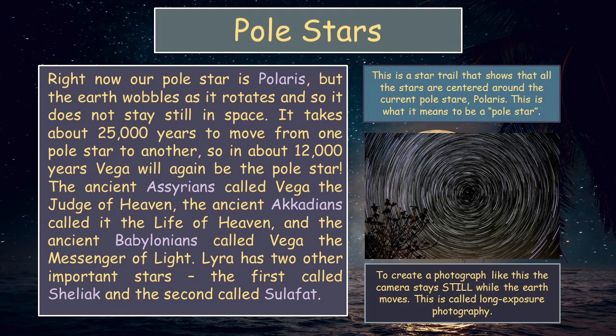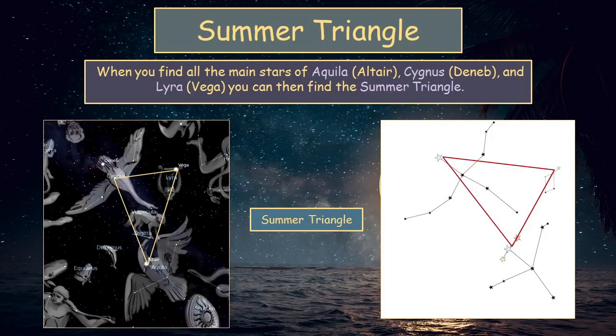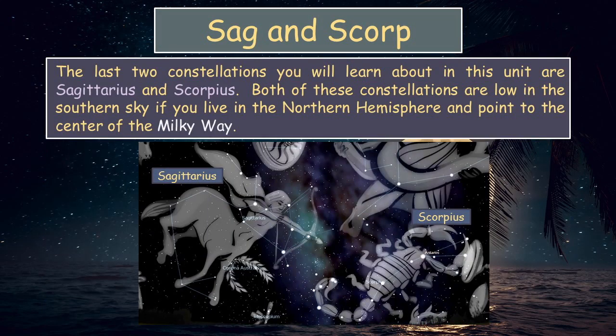This is a star trail that shows that all the stars are centered around the current pole star Polaris. This is what it means to be a pole star. To create a photograph like this, the camera stays still while the Earth moves. This is called long exposure photography. When you find all the main stars of Aquila, Altair, Cygnus, Deneb, and Lyra, Vega, you can then find the summer triangle.